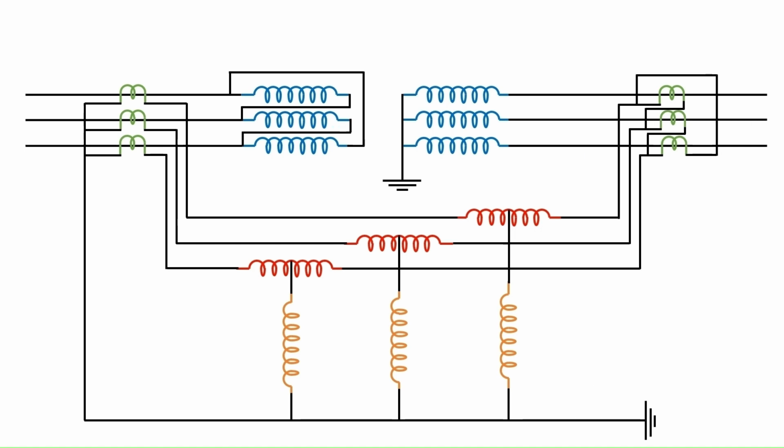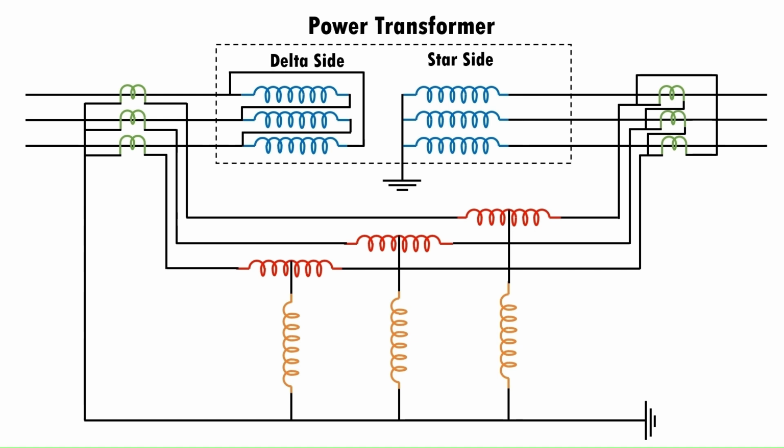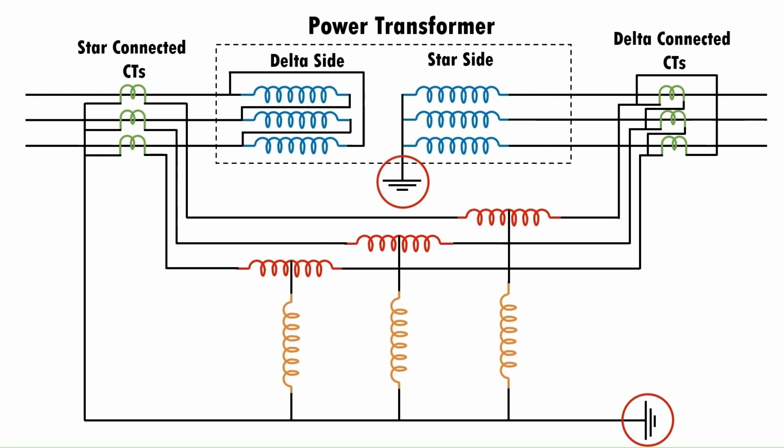The power transformer is star connected on one side and delta connected on the other side. The CTs on the star connected side are delta connected and the CTs on the delta connected side are star connected. The neutral of the CT star connection and the power transformer star connection are grounded. The restraining coil is connected between the secondary windings of the CTs. The operating coil is placed between the tapping point of the restraining coil and the star point of the CT secondary winding.